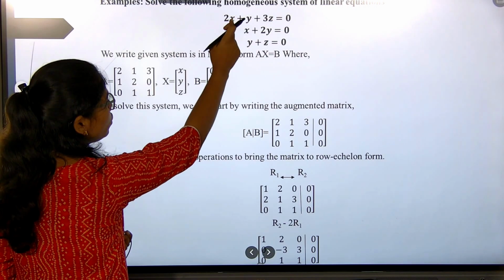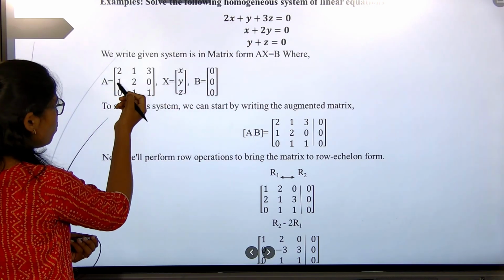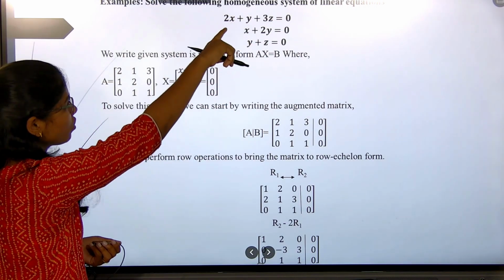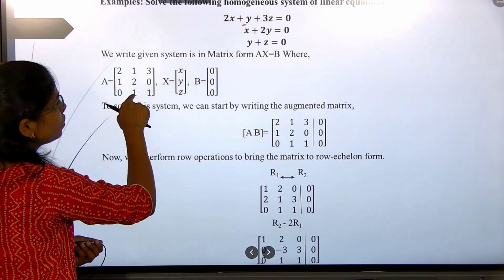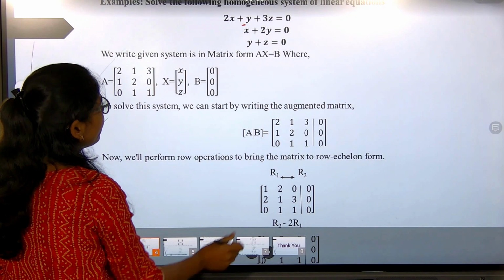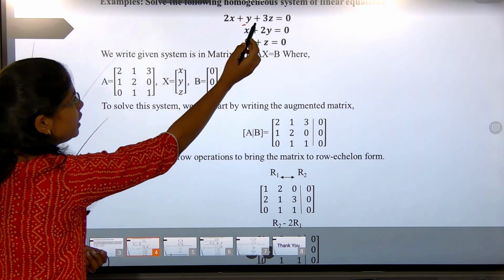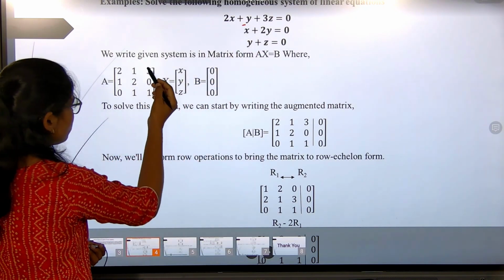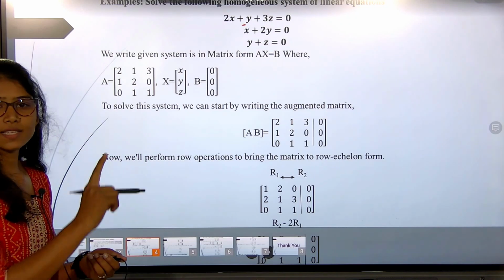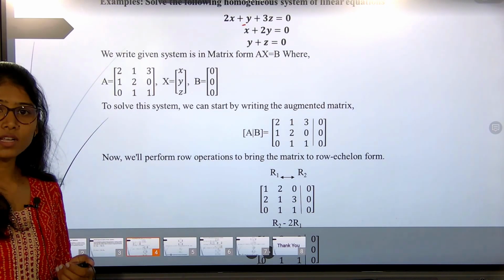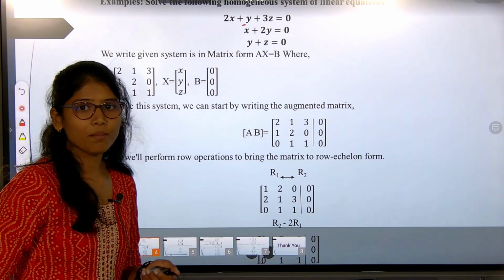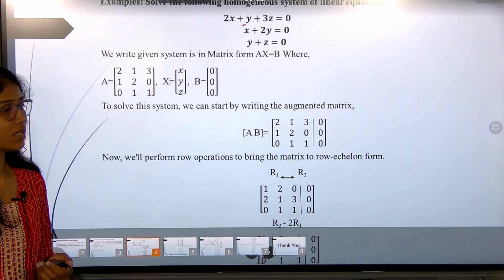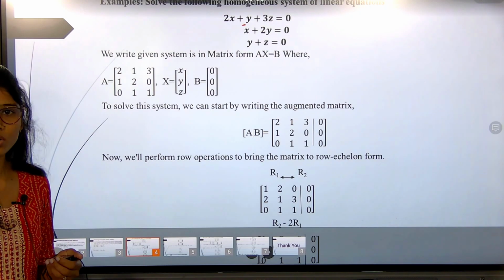Coefficients of x are 2, 1, 0. So 2, 1, 0. Coefficients of y are 1, 2, 1. Then coefficients of z are 3, 0, 1. So 3, 0, 1. X is matrix of variables. So here variables are x, y, z, and B is matrix of constant terms. Constant terms are 0, 0, 0.